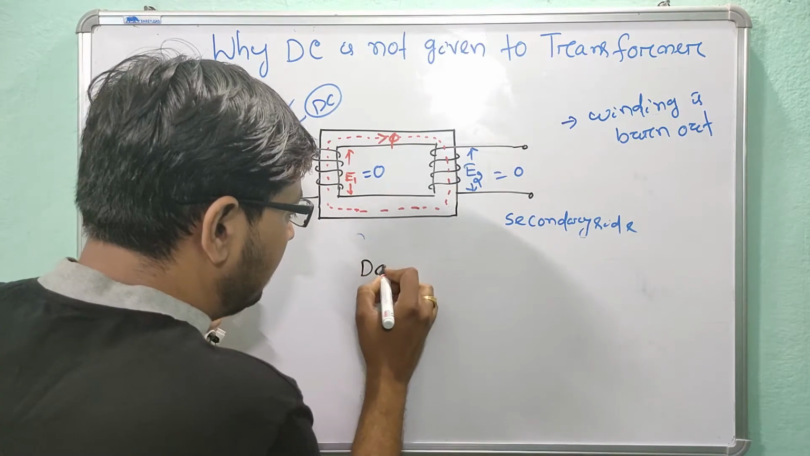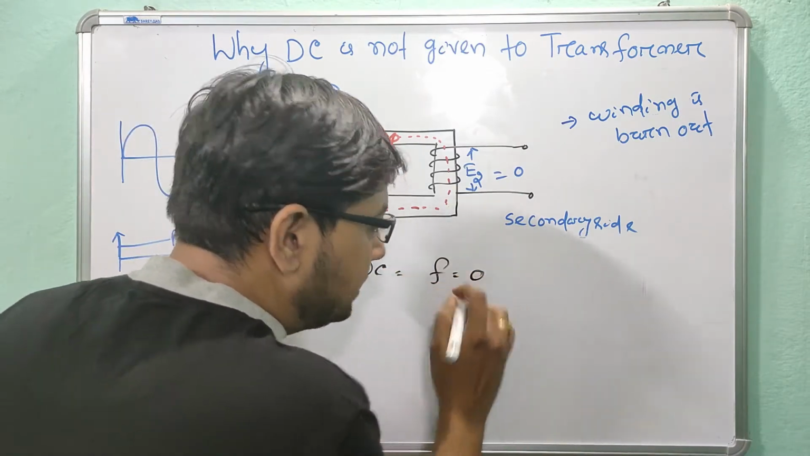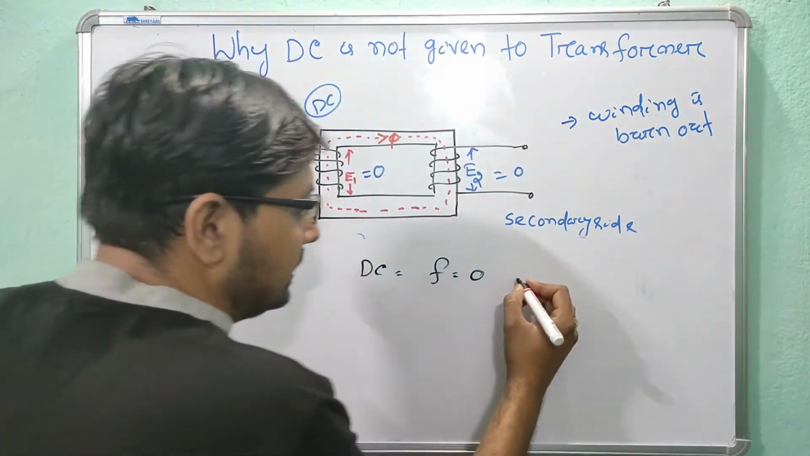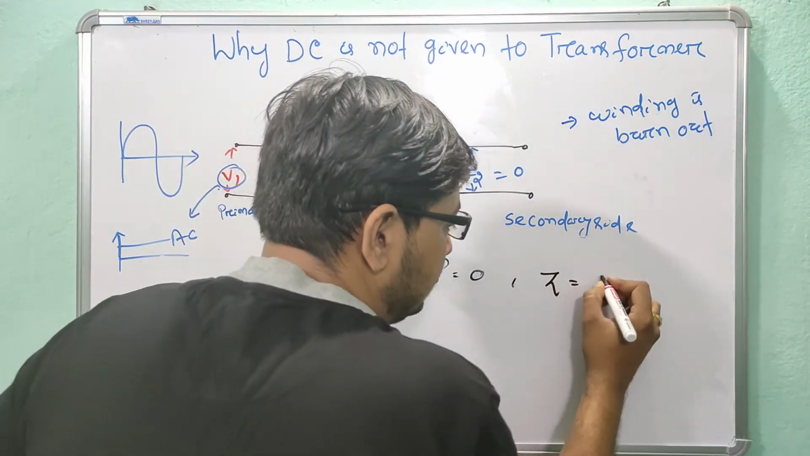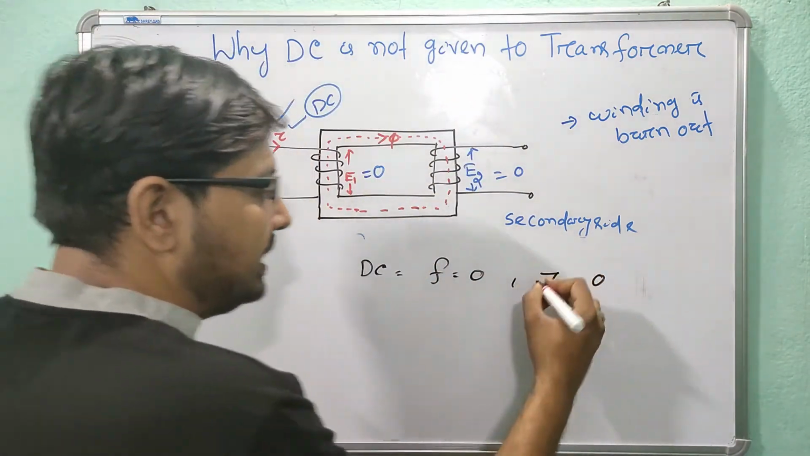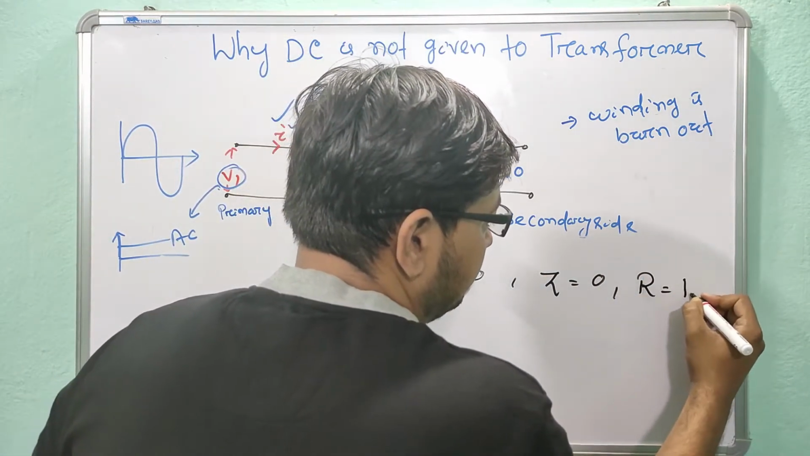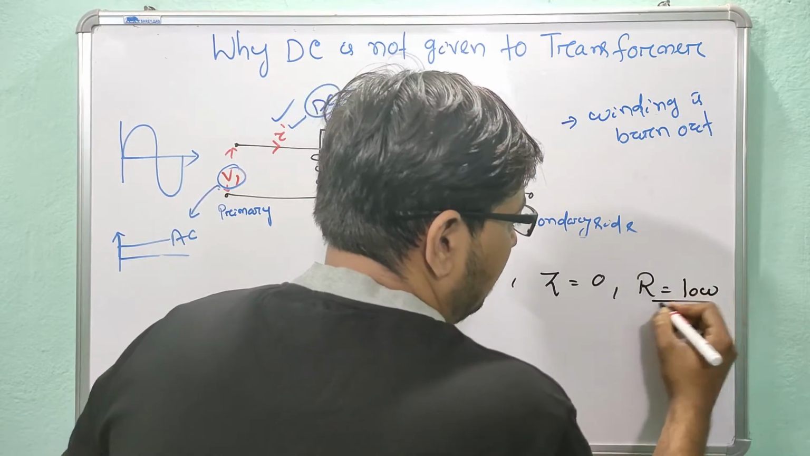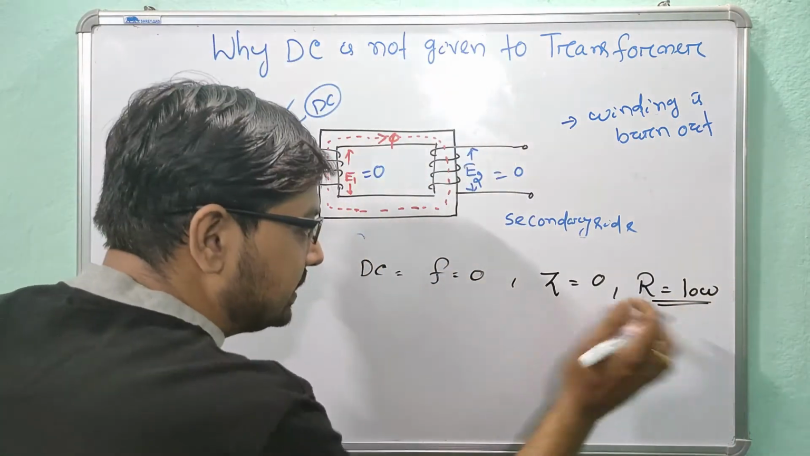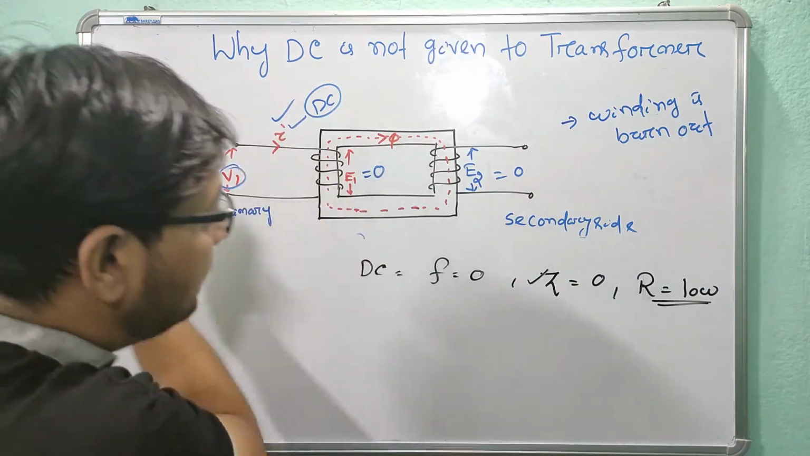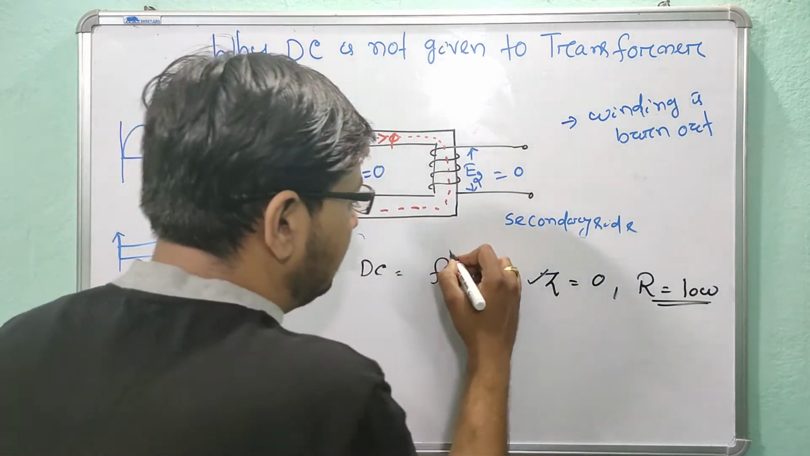you know, frequency is 0, that is, in DC there is no frequency. If frequency is 0, then what is my Z value? The Z value is 0. So my impedance is 0, but there is the presence of resistance, which is very low. So if the resistance is low and Z is 0, then at starting there will be heavy current flow because frequency is 0.